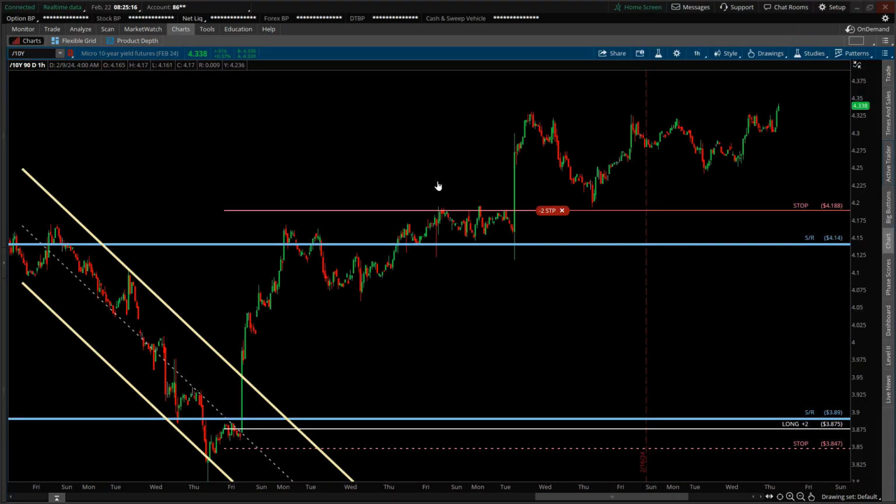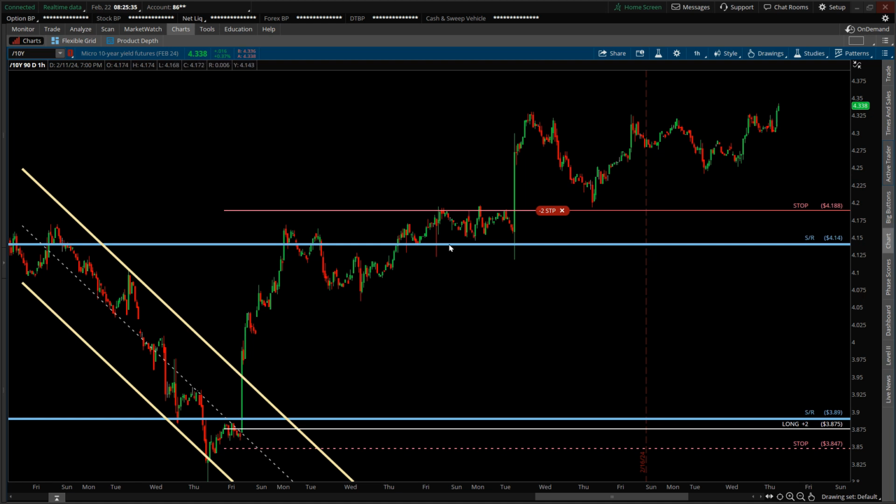Today's Thursday, February 22nd, and the stock market will be opening in a little over an hour from now. But a quick status check on the 10-year yield trade. As of the time of this recording, the spot price is quoted at $4.34. This is the current hour candlestick right here.